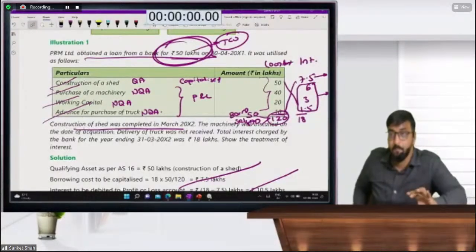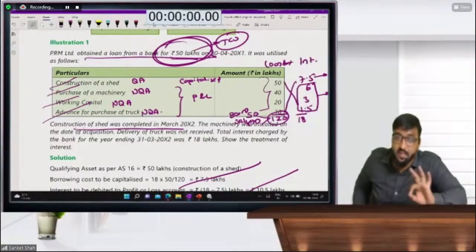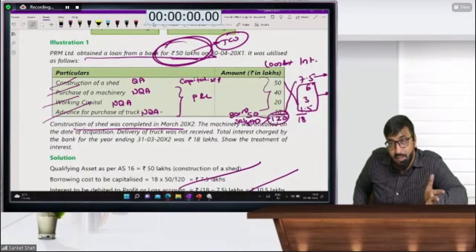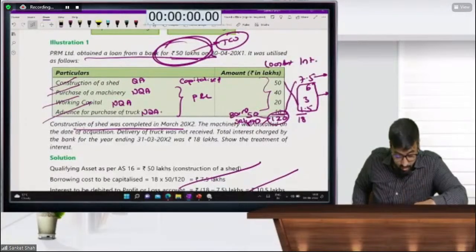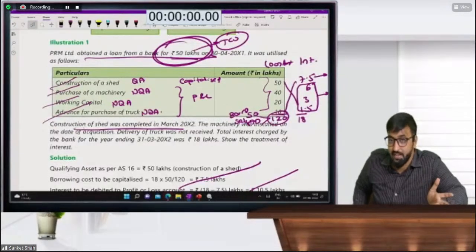Remember, substantial time is also a time which is given as 1 year, but it is not exactly 1 year. It might be less than 1 year. It might be more than 1 year. So it depends on person to person, management to management. So this is a technique which is given, so 11 months is not exact. You don't calculate 11 months. Sometimes 8 months are also qualifying assets.